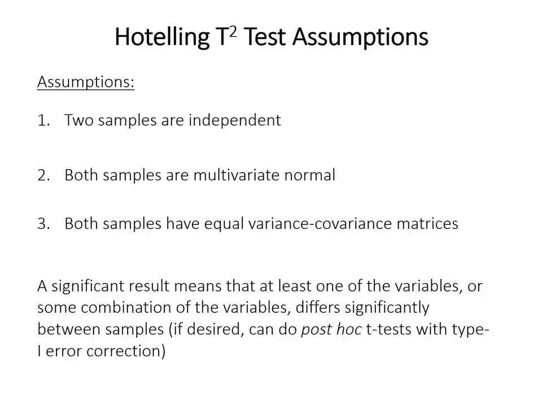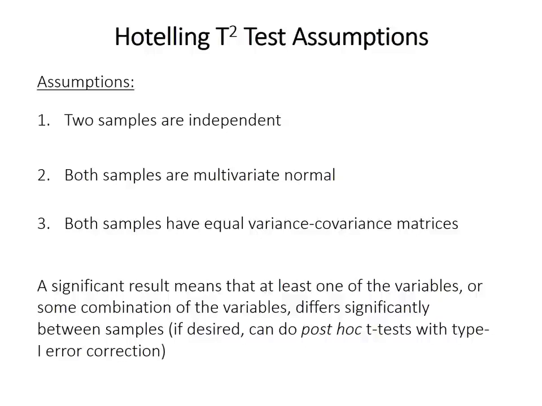So if you do get a significant result, that means that at least one variable or some combination of the variables differs significantly. It really means that their multivariate mean differs significantly. So it's actually possible that no single variable has a significant difference, but there could be some significant effect when you're looking at them all together. So normally you're running this multivariate test for a reason, because the variables are related and you do want to know how they differ together.